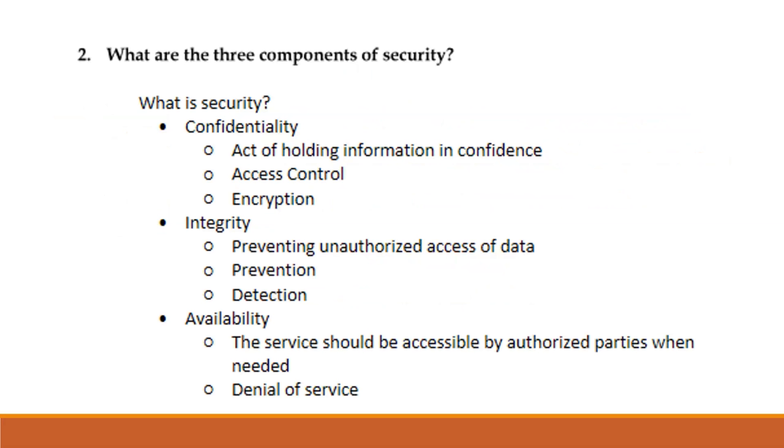What are the three components of security? The first component is confidentiality. This is the act of holding information in confidence. Integrity is the second, preventing unauthorized access. So prevention and detection is part of that as well. Availability: the service needs to be able to be accessed by authorized parties when needed. So this could be in a coffee shop. This could be at the headquarters. It needs to be at home. Whenever they need access, that needs to be available.